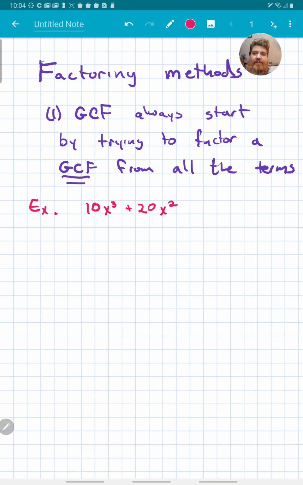The first method of factoring that we learned about was factoring out a GCF, a greatest common factor, from all the terms of a polynomial. So GCF is just something you can divide out of every term in the expression.